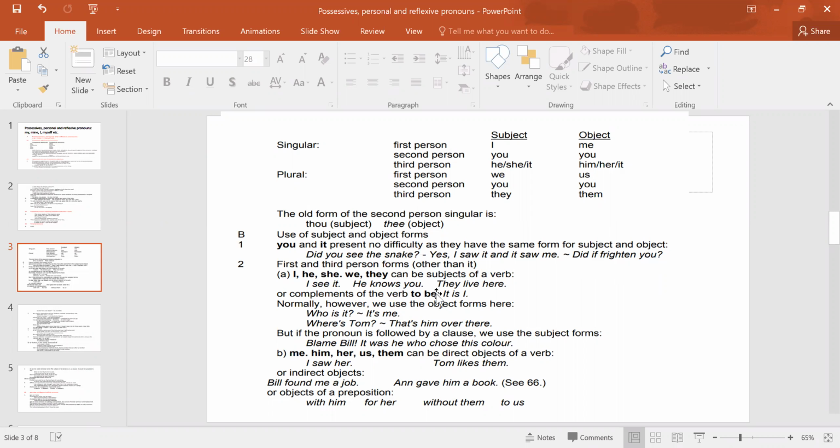I, he, she, we, they can be subjects of a verb. For example, I see it, he knows you, they live here, etc. They are also complements of the verb to be. You can say, it is I. So it is I. These pronouns, I, he, she, etc.